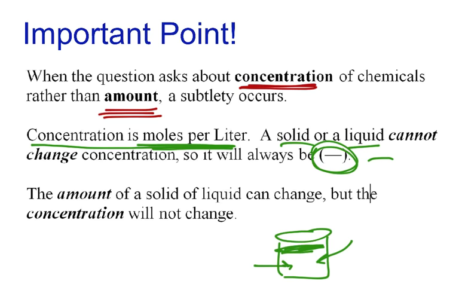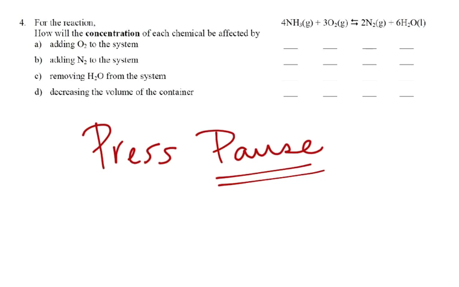The amount could change. The amount of liquid could go up or down, same with solid, but the concentration will not change. So if you see solid or liquid and it's asking concentration, you can just put a dash before you do anything else. So here we are, problem 4. Now notice that we do have a liquid in this equation. Go ahead and try this, and then we'll come back and we'll solve it together.